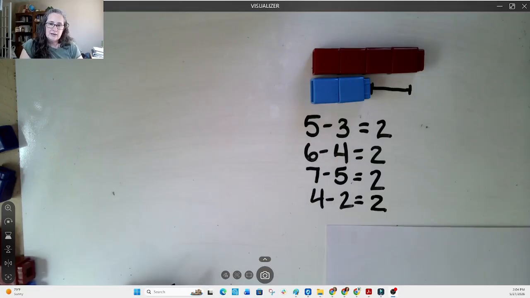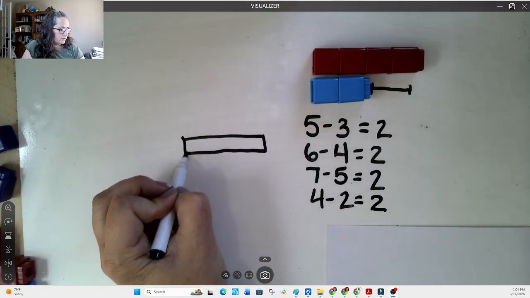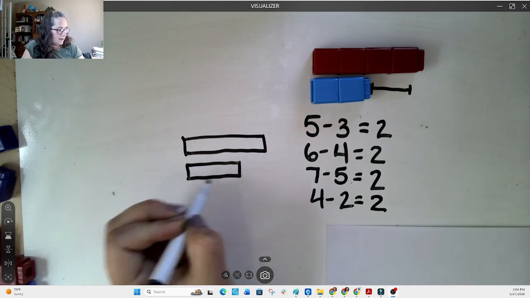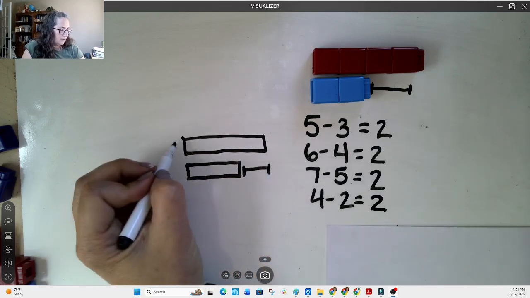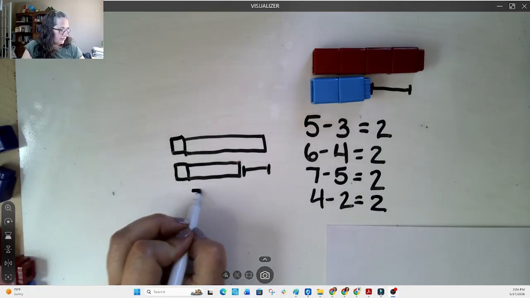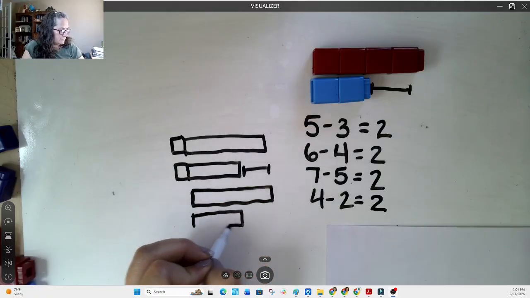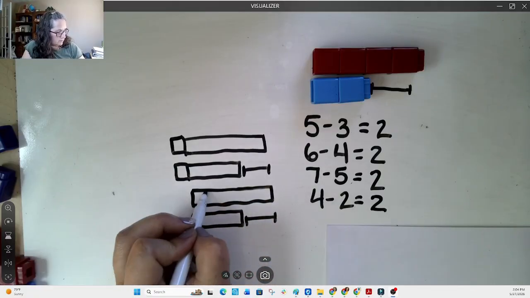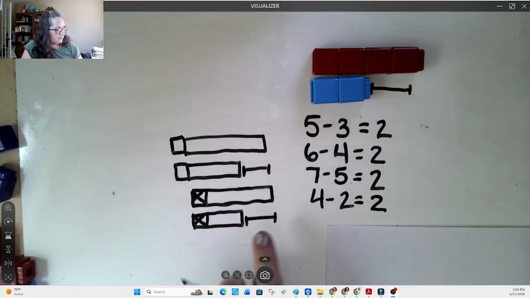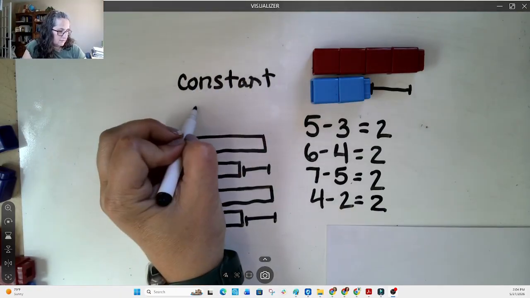This is why the strategy we're about to practice, called constant difference, works. The idea is that when I have 2 quantities and I want to find the difference between them, if I add on the same amount to both quantities, or if I take off the same amount from both quantities, the difference stays the same. It's a constant difference.